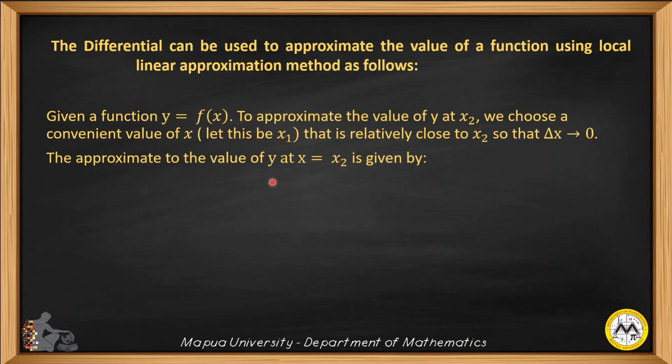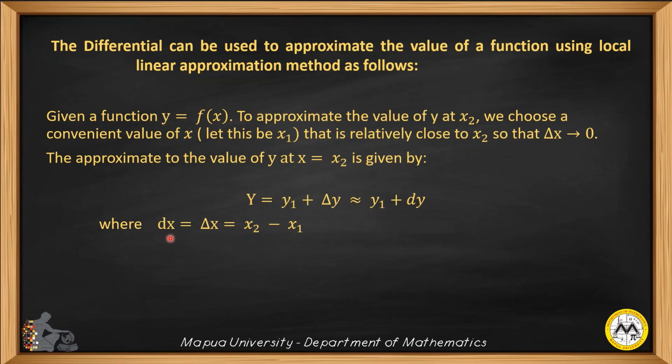Now to approximate the value of y at x equal to x sub 2, we make use of this particular formula, that the value of y at x sub 2 is equal to y sub 1 plus the increment delta y. Or we can approximate this value in terms of y sub 1 plus dy, where dx or delta x is the difference x sub 2 minus x sub 1.